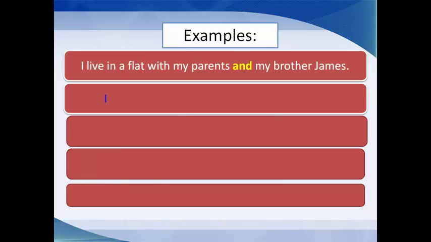Examples: I live in a flat with my parents and my brother James. The two parts are similar. So similar things, parents and brother James. I live in a flat, but my friend lives in a house. Different things, a flat and a house.